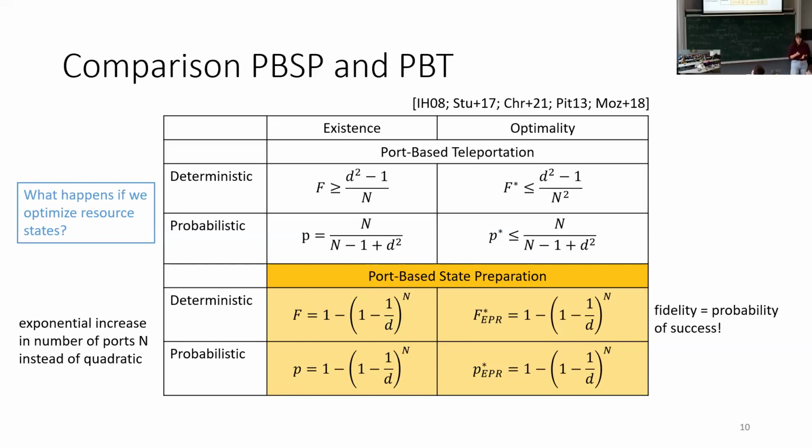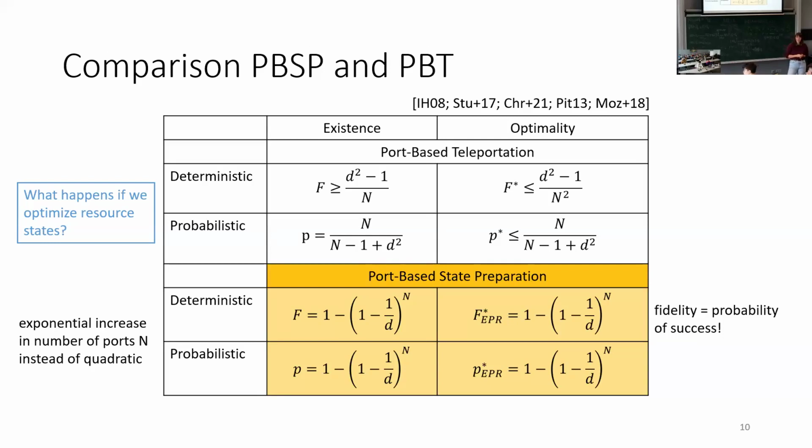Okay. And now. Sorry, do you know which are the optimal resources for port-based teleportation? So for the deterministic and the probabilistic ones, they are different. I think for both of them, the optimal measurement is a pretty good measurement in some regime, but the resources are not the EPR pair, but I don't know what they are. I just know they are not.